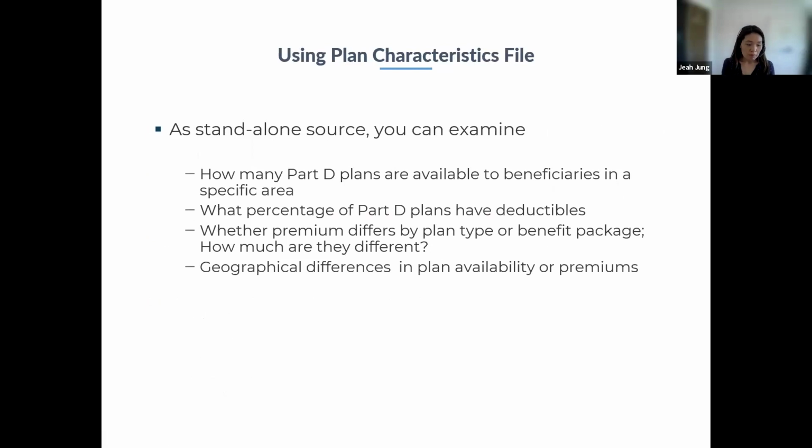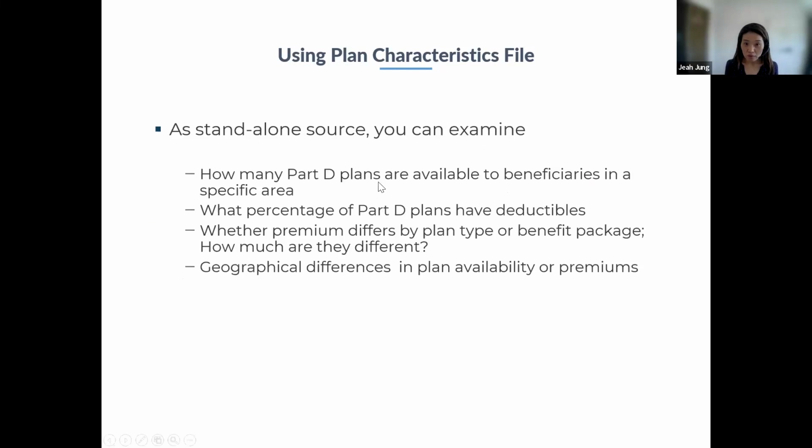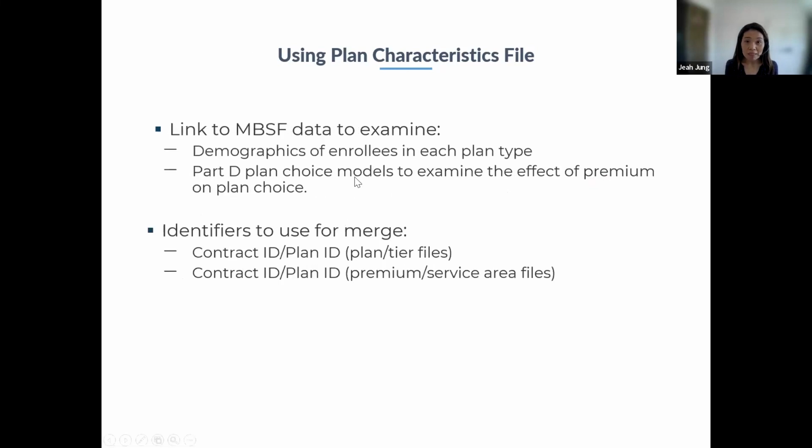Right. So in summary, using this plan characteristic file, how do we want to use a plan characteristic file? You can use this file as a standalone source, and you can examine how many plans are available to beneficiaries in specific areas, or what percentage of Part D plans have a deductible, or how premium differs across different plan types or benefit packages, and how much they are different, of course, right? And also geographic differences in plan availability and premiums as well. That's a standalone use, and this is really good information. You can produce some interesting information there, but by linking now.